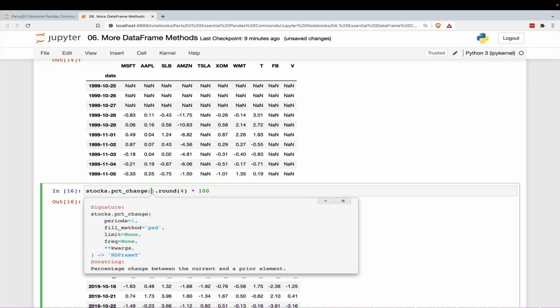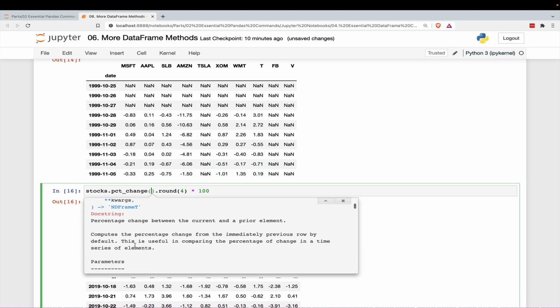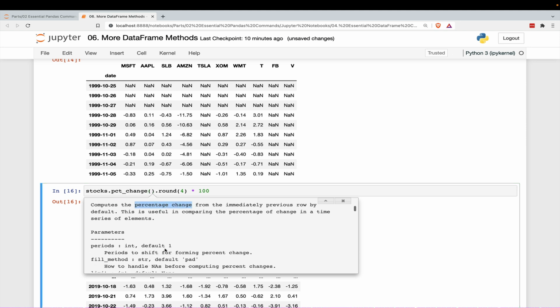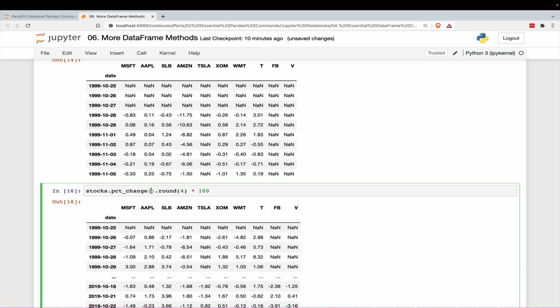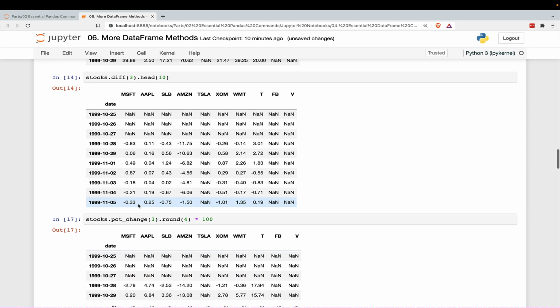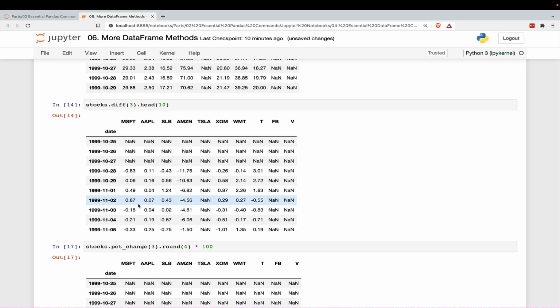So this wording isn't 100% correct. It's the fraction change. And of course the numbers work the same, so you can do the percent change, the 3-day change, like that. All right, so that covers how you use diff and percent change.